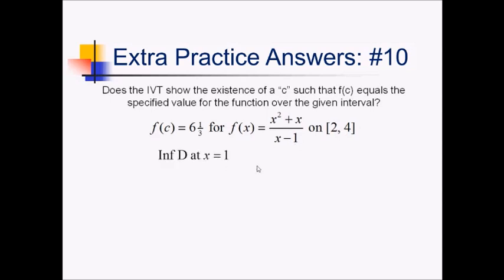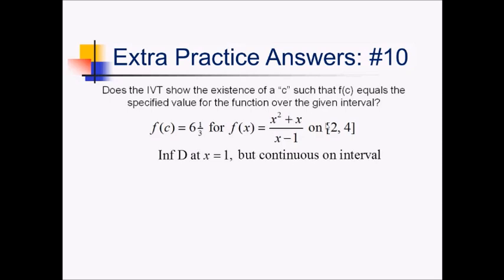But that's actually okay, because that happens outside this interval. We know that rational functions are continuous wherever they do not have holes or asymptotes. So we're definitely continuous on the interval from 2 to 4 then. So we can keep going. That means we have to plug in the first and last x values to get the first and last y values for the function. And let's see if 6 1/3 is between those y values.